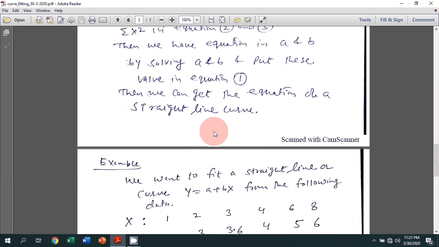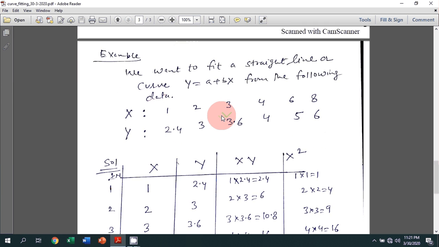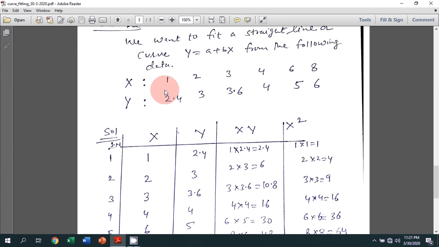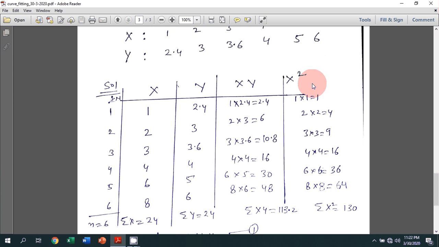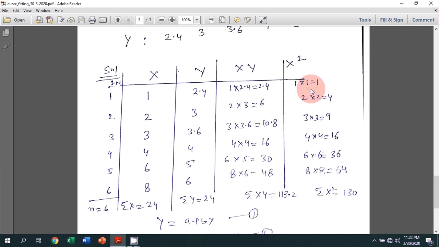Students, we can explain with the help of an example. Let us fit a straight line curve y = a + bx to the following data. x = 1, 2, 3, 4, 6 and 8, and the y data is 2.4, 3, 3.6, 4, 5 and 6. So firstly we create a table of x, y, xy and x² data as follows.